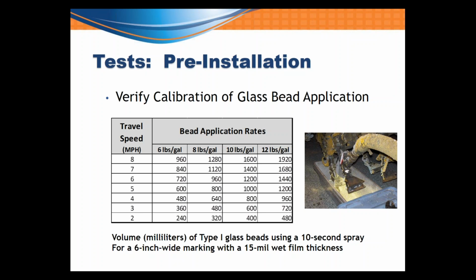To calibrate bead guns, the desired travel speed must first be known. Then, while the striping truck is stationary, beads are sprayed into a container for a predetermined amount of time, usually for a few seconds.